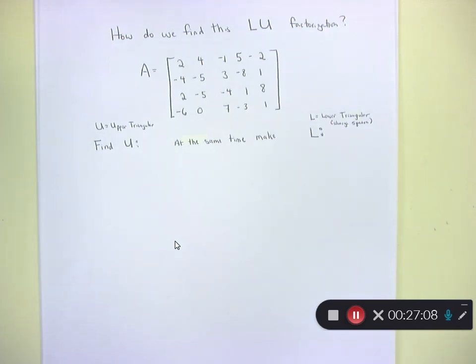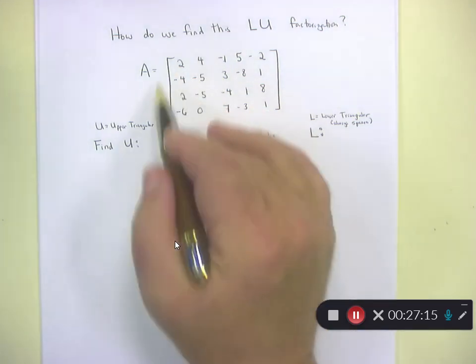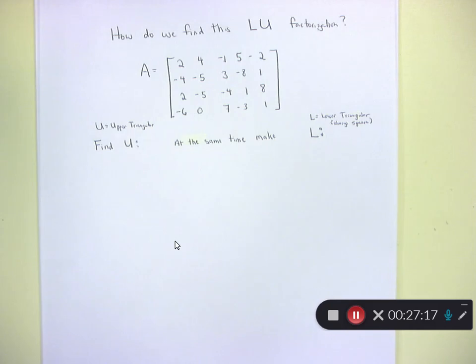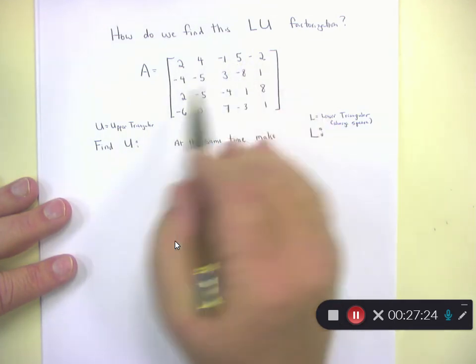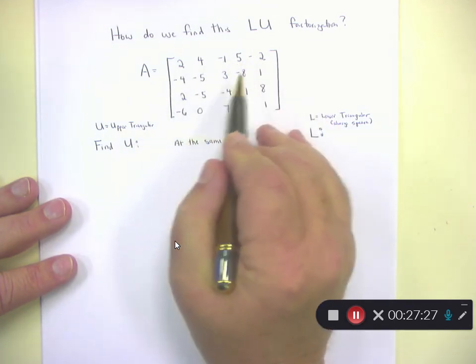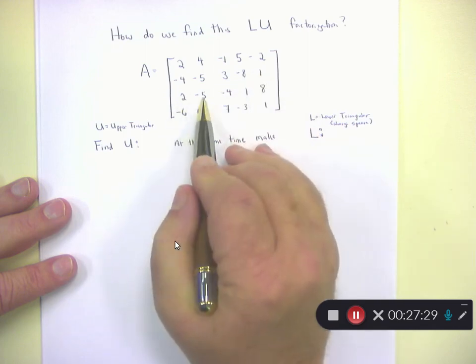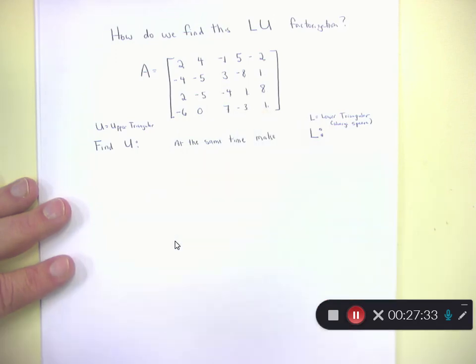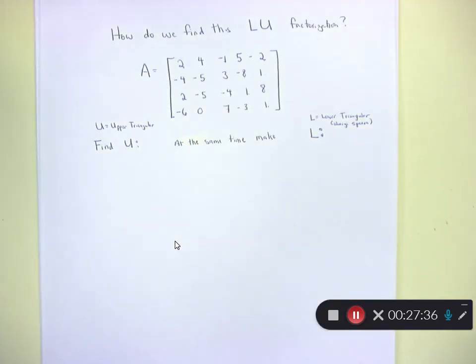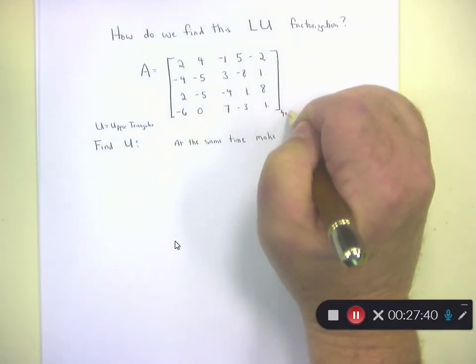So, here's the deal. U is the upper triangular, and L is the lower triangular. I've got a matrix here. First off, identify the size of this matrix. We want to do the LU factorization. A is the matrix 2, 4, negative 1, 5, negative 2, negative 4, negative 5, 3, negative 8, 1, 2, negative 5, negative 4, 1, 8, negative 6, 0, 7, negative 3, 1. What size matrix is this? It is 4 by 5. Notice, it's not square.